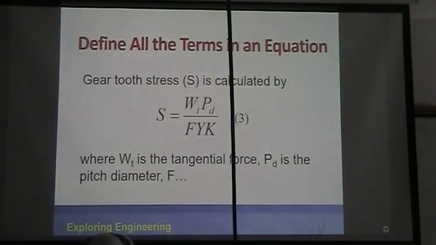We want to be sure that we are defining all the terms in our equation. Right? So gear tooth stress, which we're going to call S, is calculated by S equals WT times PD divided by the quantity F times Y times K. Right? Where we say WT is the tangential force, PD is the pitch diameter, F is, oh, damn it, now we'll never know what F is. Well, if you really want to know, you can look up gear tooth stress in Google, and they'll probably give you some equations and tell you what that should be.